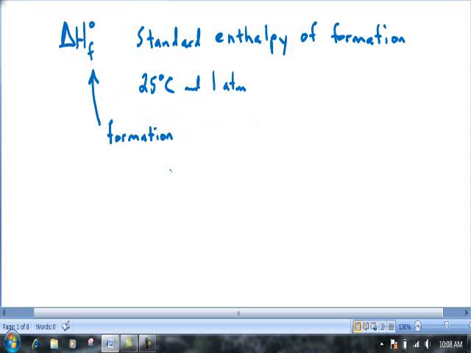The subscript F represents formation, indicating that this is the enthalpy that goes into the formation of some type of compound.